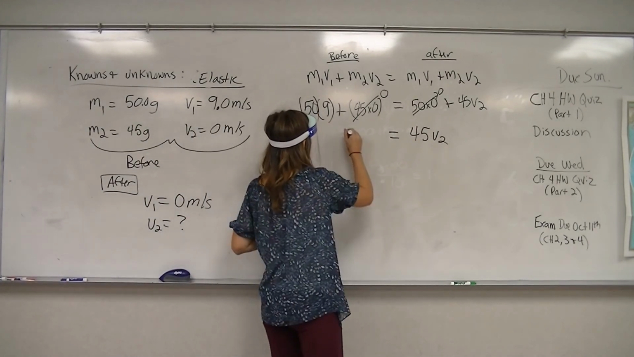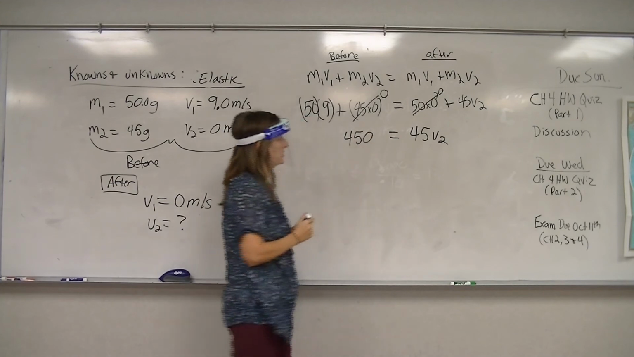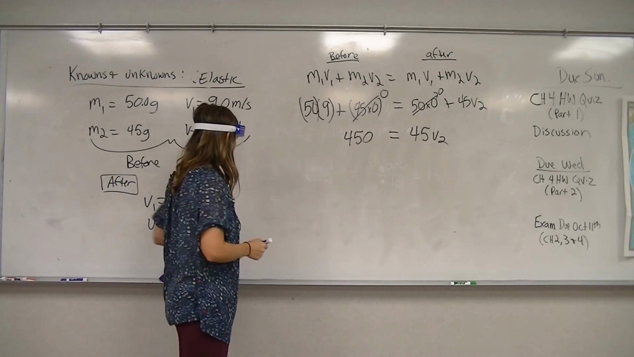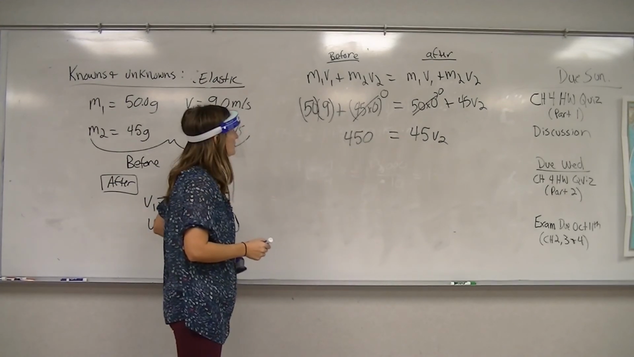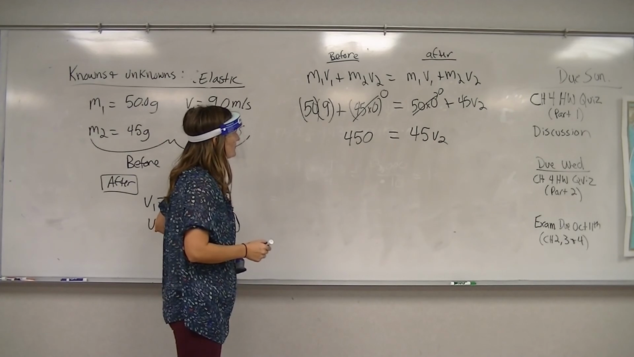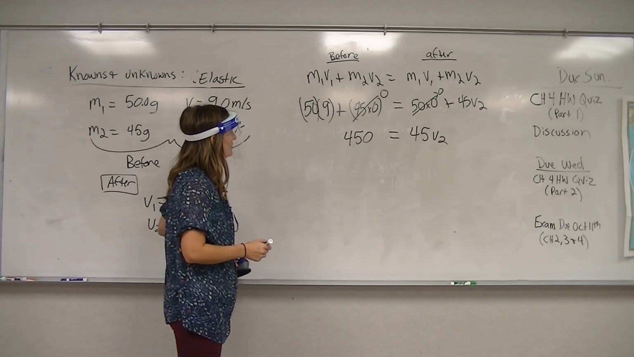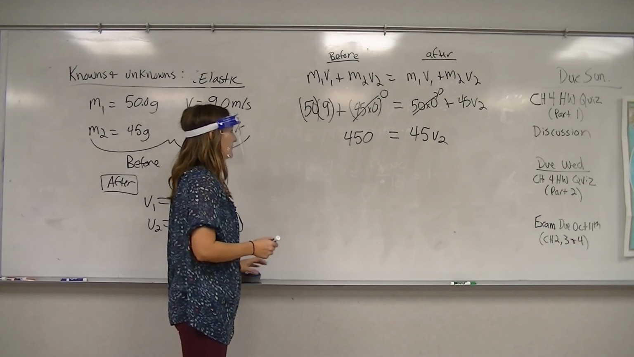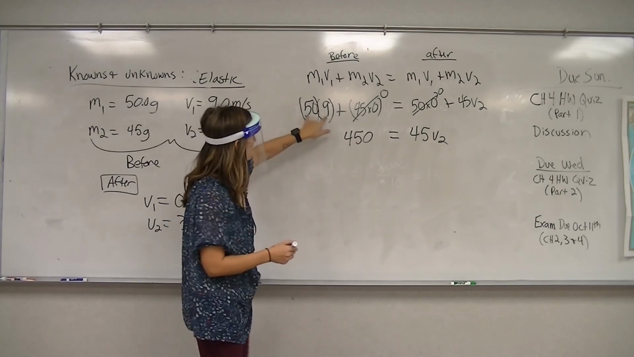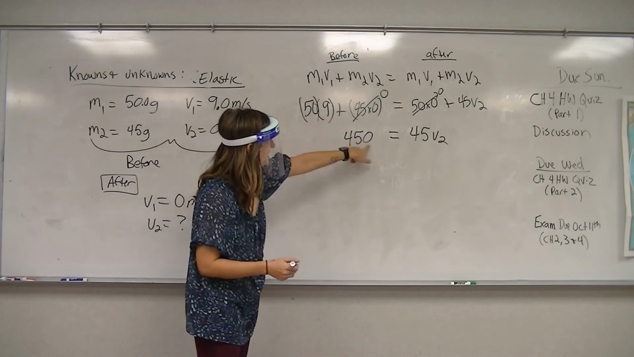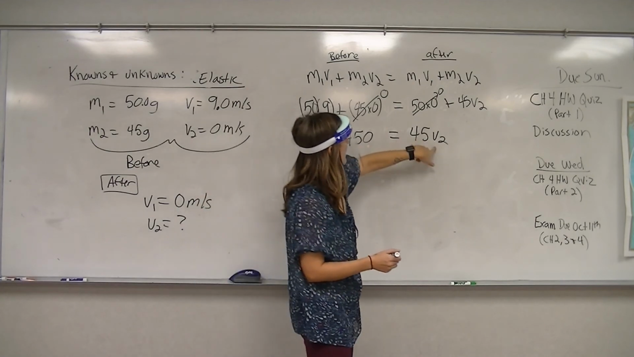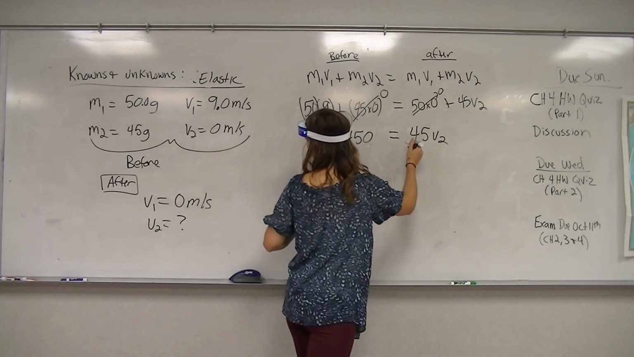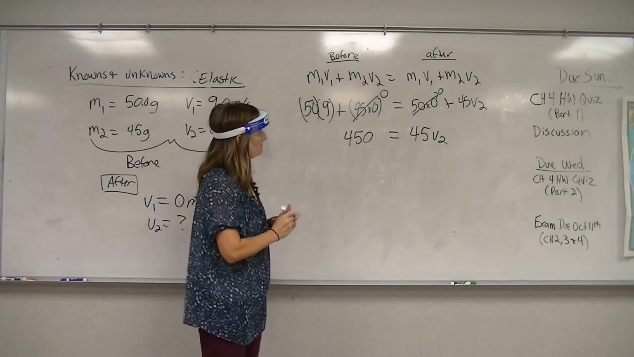What's 9 times 50? 450. Is that right? Did I do that wrong? Can't be that easy. That is right? Okay. So 450, multiplying 9 times 50 gives me this. And then I have 45 V2 over here. I don't know why I have 45. Yeah, it's 45 grams. Okay.